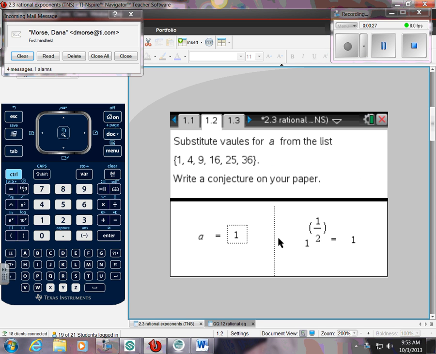Do you guys know what the word conjecture means? No. Okay, so conjecture basically means your best guess. It's like a hypothesis. Okay, so what is your best guess? What do you think is happening?